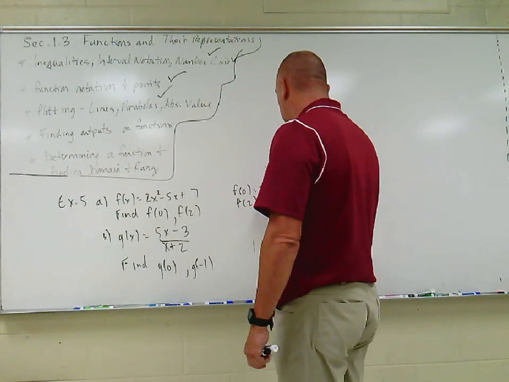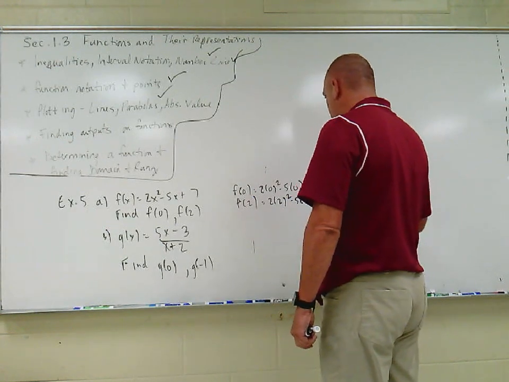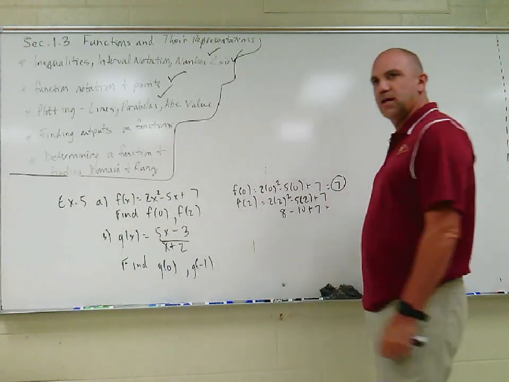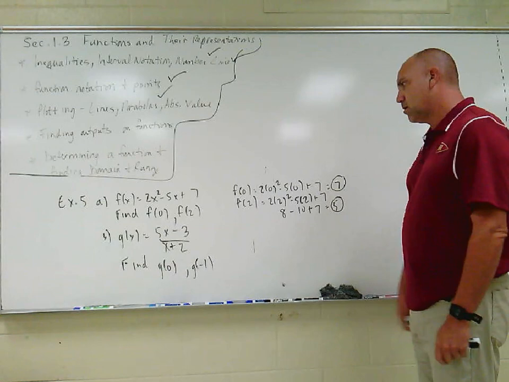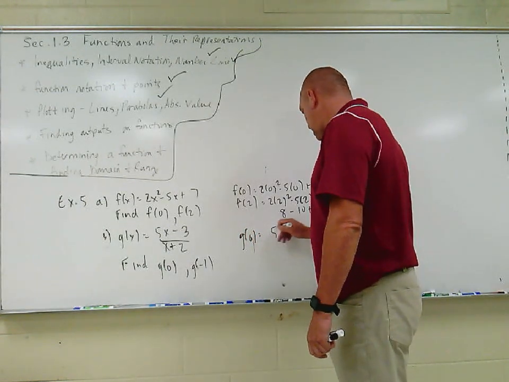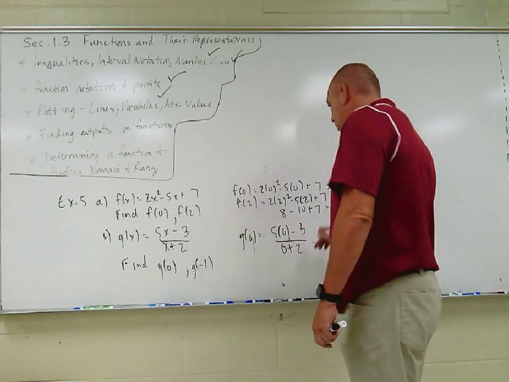So let's see, it'd be 2 times 2 squared minus 5 times 2 plus 7. So that's 8 minus 10 plus 7. What answer should you get there? 5. Very good. All right, then on the next one, g of 0, 5 times 0 minus 3 over 0 plus 2. So what answer?